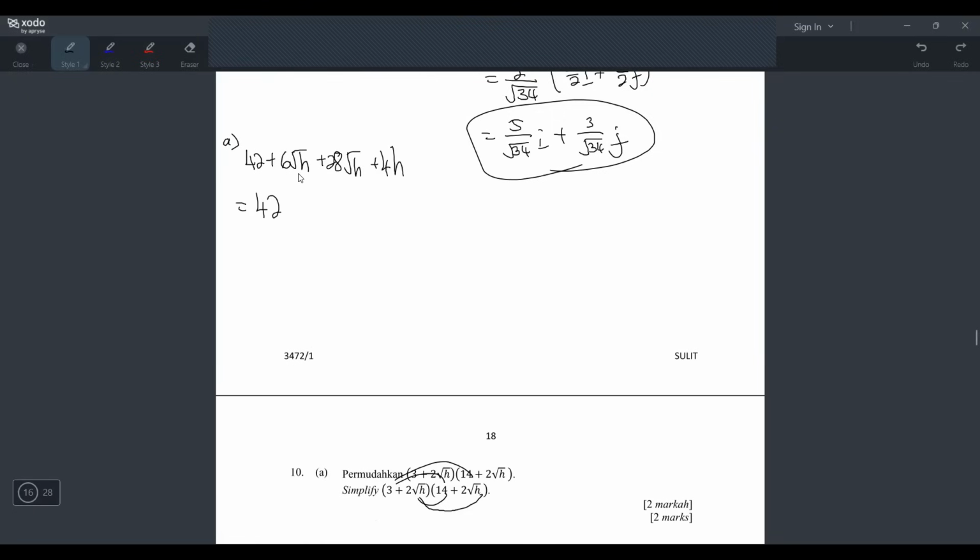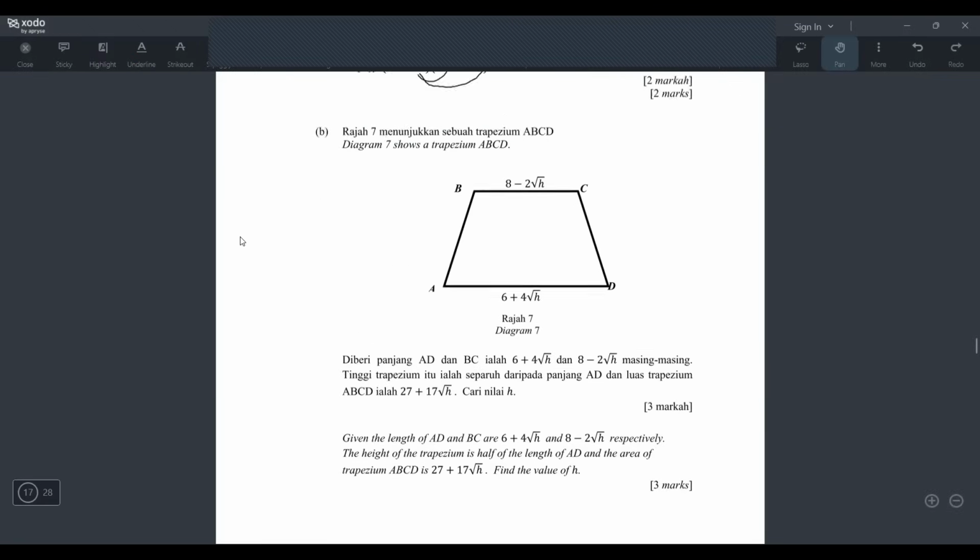Okay, yang ni square root h dengan square root h, dia boleh buat sekali. What is 6 square root h plus 28 square root h? Just press 6 plus 28 and you will get 34. And don't forget to write square root h plus 4h. So is this the answer? Okay lah, yeah lah, that's the answer lah. Why so easy, huh? Okay, so yeah, 2 marks only. So yeah, that's the answer. Okay, so let's up. So easy, okay?